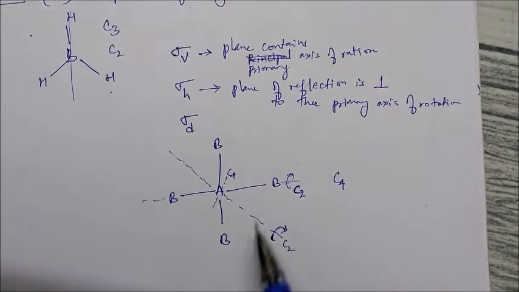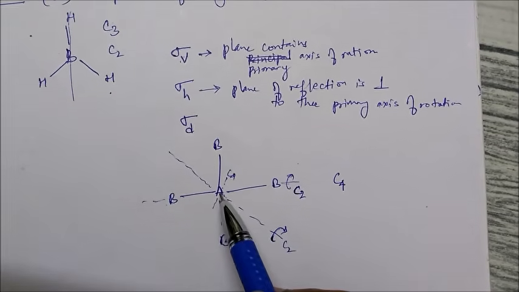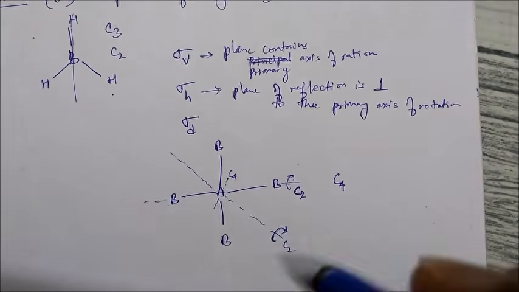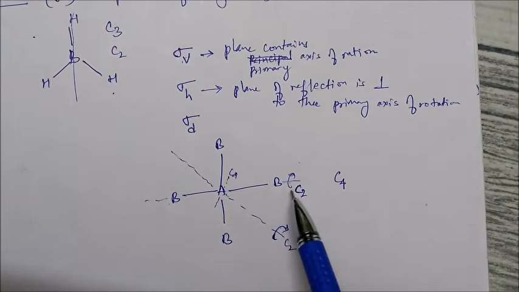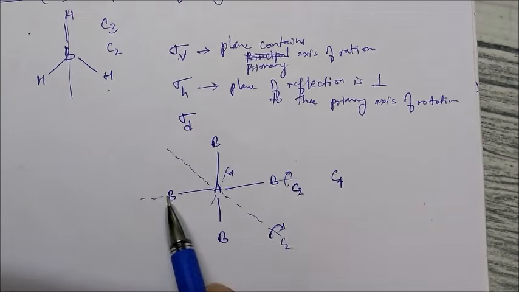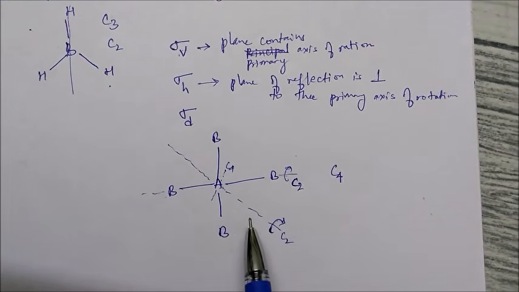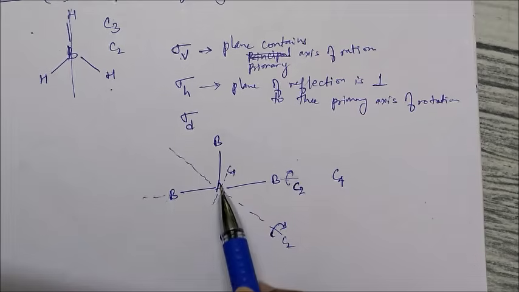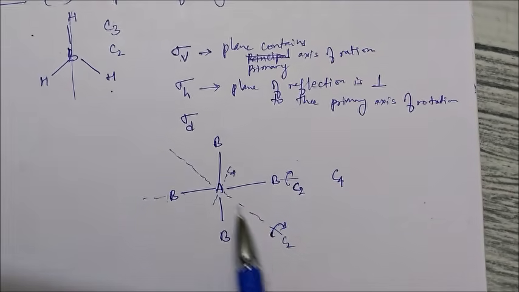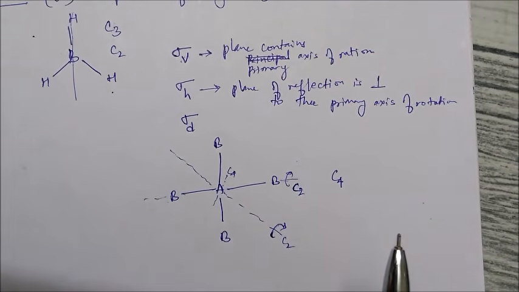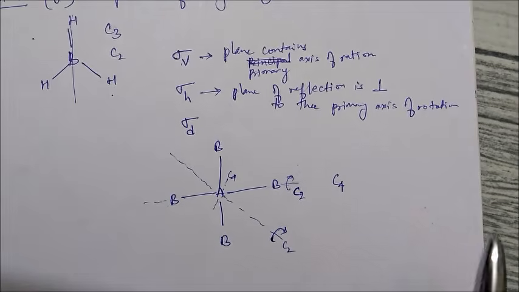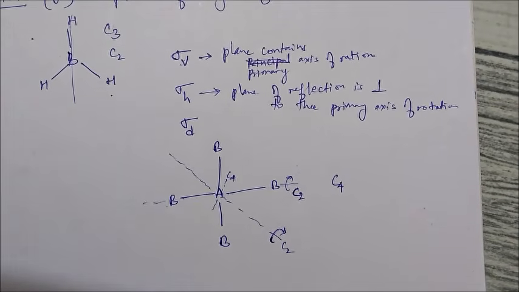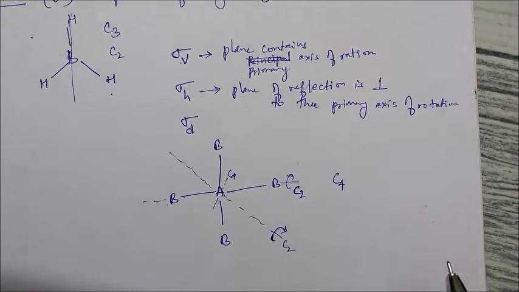So now we have three axes in this molecule. One is the C4 axis, which is perpendicular to this paper. One is a C2 axis, which is passing through this B, A, and B bond, and the other C2 axis is passing only through A but on this paper. So like this we have three axes. Now let's check how many planes are there.